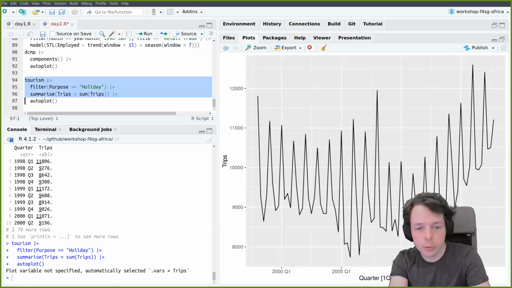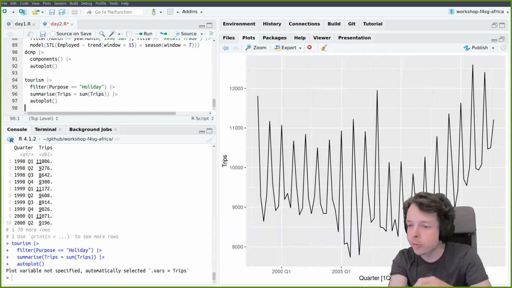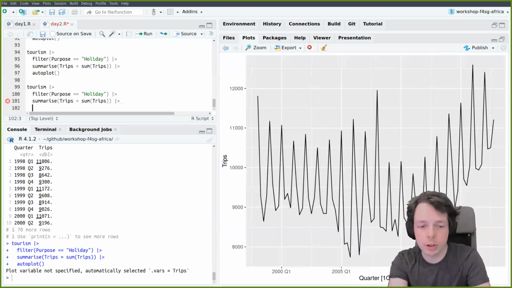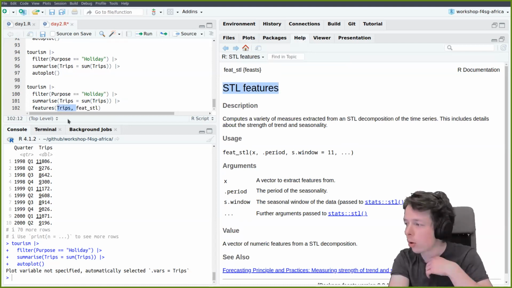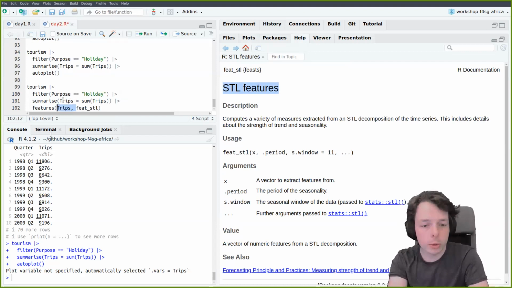So to summarize this, rather than getting that information from a plot over time, a time plot, we can instead calculate some features. So if I calculate the features using feat_stl, feat_stl is features from an STL decomposition like trend strength and seasonal strength, and features is what we use to calculate it. I've forgotten we need to add in the variable that we want to compute the features on. So we take our data set, pipe it into features, and calculate the trips variable STL features.